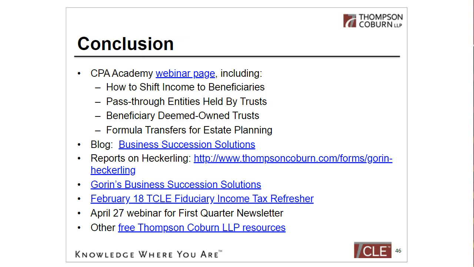I also do these reports on Heckerling, which, of course, usually come out in January, but Heckerling was postponed till May. They had hoped to have it in person in May, but I think the chances of that are probably slim to none, so we'll have to see how they react to it. So those are resources. The very last bullet point is other Thompson Coburn resources. And so we have some free resources that are available in other practice areas. I suggest that you click on that and just look to see what other practice areas you might be interested in.